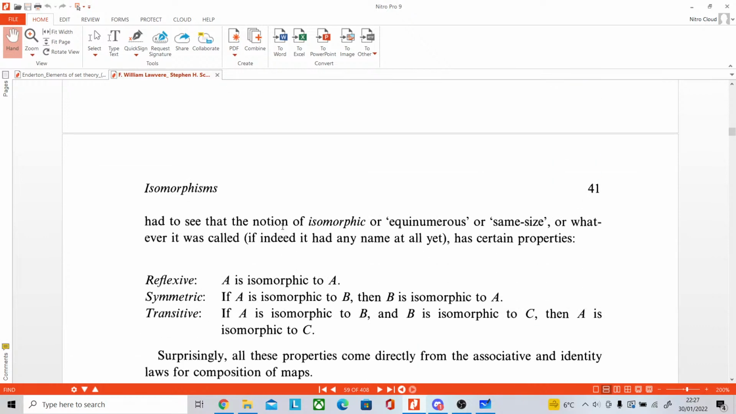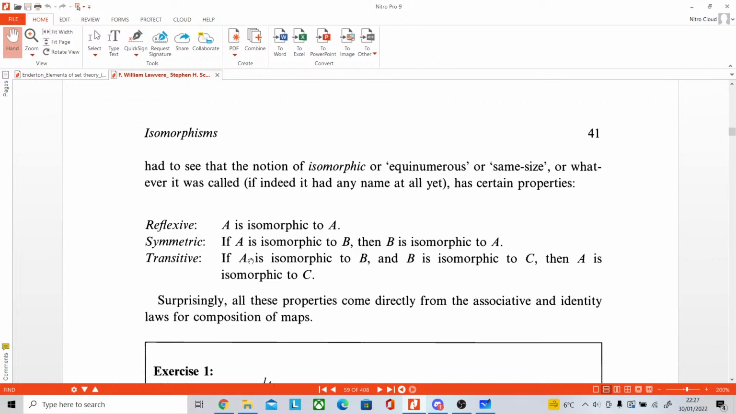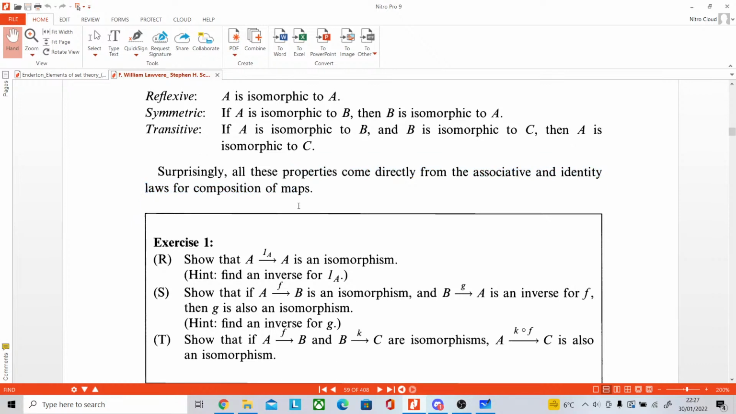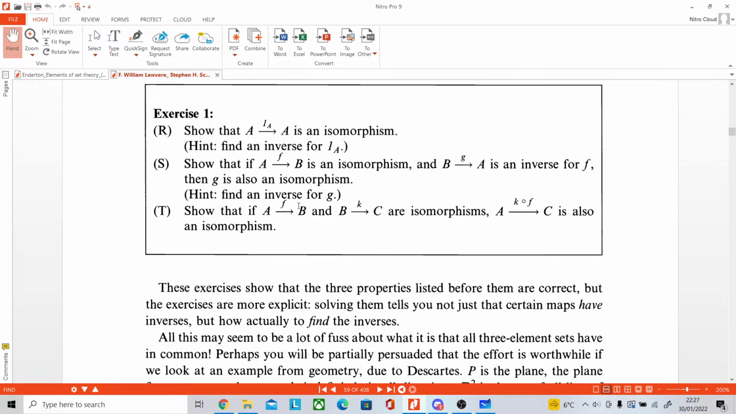One had to see that the notion of isomorphic or equinumerous or same size or whatever it was called has certain properties. A is isomorphic to A. If A is isomorphic to B, then B is isomorphic to A. If A is isomorphic to B and B is isomorphic to C, then A is isomorphic to C. Surprisingly, all these properties come directly from the associative and identity laws for composition of maps. So that's our first exercise.